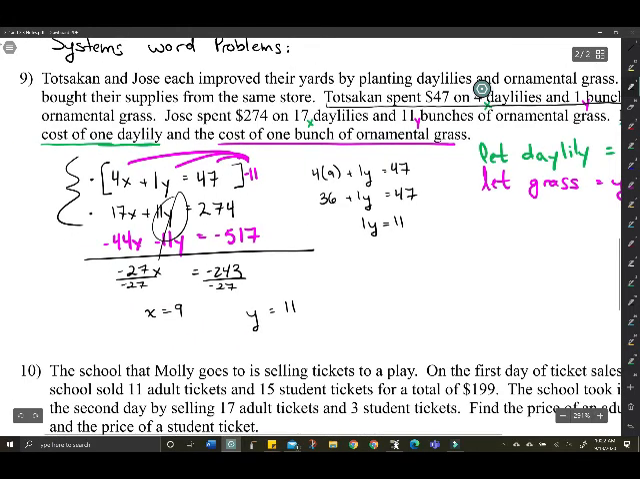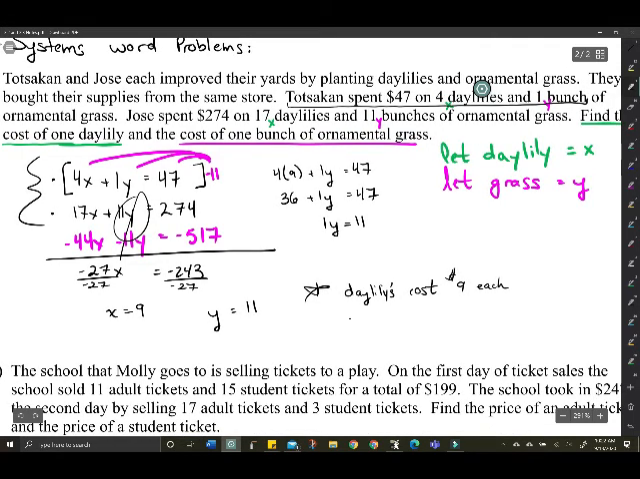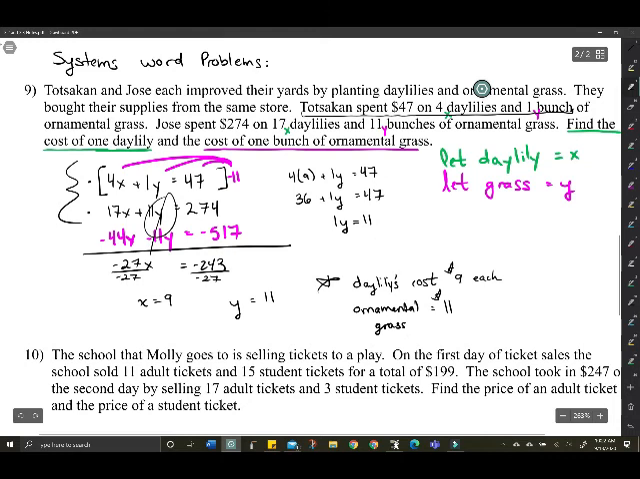Now, as you answer word problems, make sure you use your units. So I know that x are daylilies, and they cost $9 each. Ornamental grass, what is ornamental grass? I might have to look that up later. It costs $11 per bundle. Okay, so setting up those problems is the most challenging.